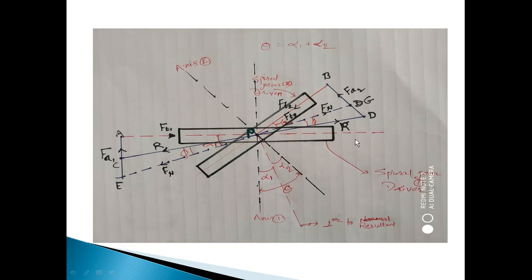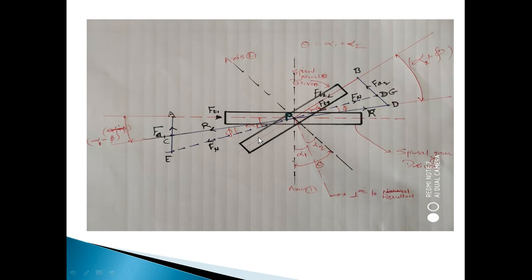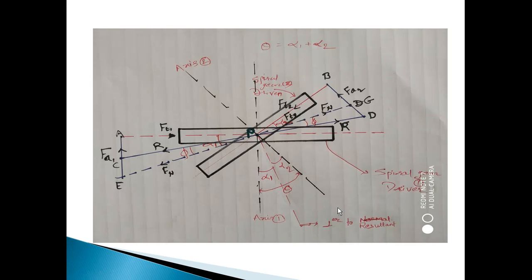Now the next diagram. In this diagram, I have drawn one more line which is perpendicular to the resultant. This resultant is CG, and the line perpendicular to the resultant is CD. I made a mistake earlier; this CD, perpendicular to the resultant, is the normal line I have drawn.